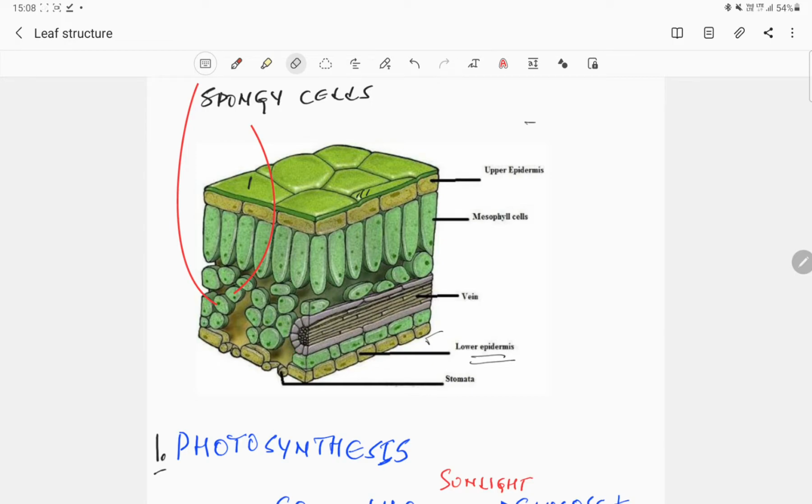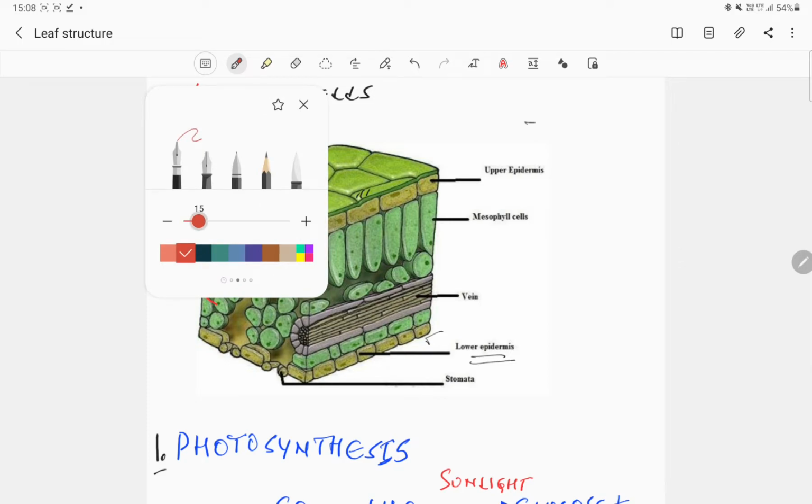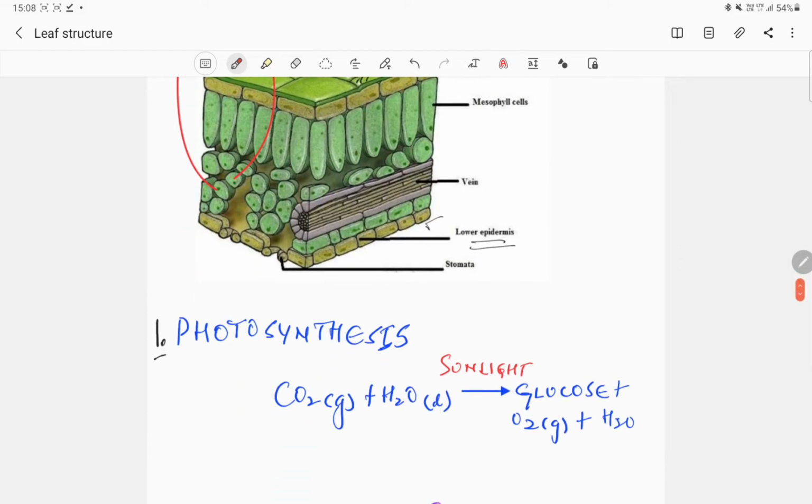What are leaves doing in a plant? What do they do for a particular plant? So, let me just magnify my marker, increase the size of the pointer. Now, the first function performed by the leaf is known as photosynthesis.